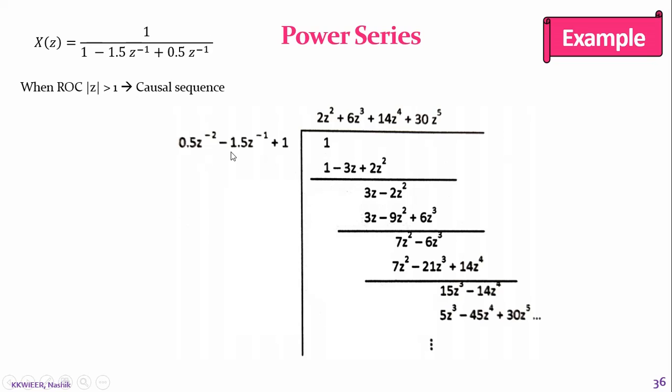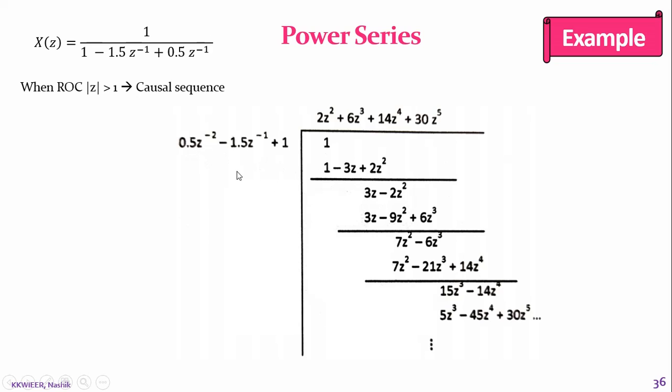You have to multiply it by 2z square. So if you multiply 0.5 z raised to minus 2 by 2z square, you will get 1. So the first revision will be 2z raised to 2. Now multiply this 2z raised to 2 by the entire equation, you will get this. Subtracting from this, 1 minus 1 is 0, minus of minus 3z will become 3z minus 2z square.